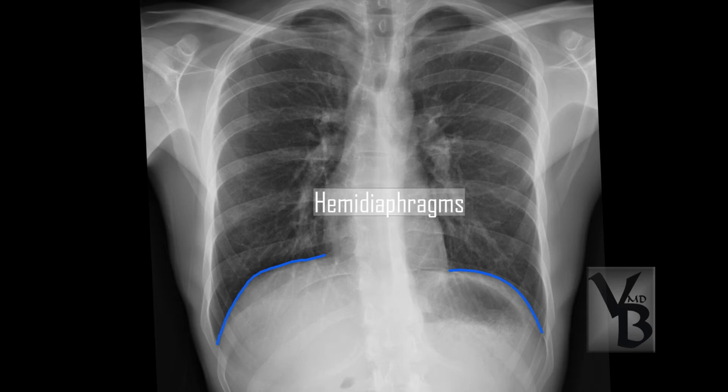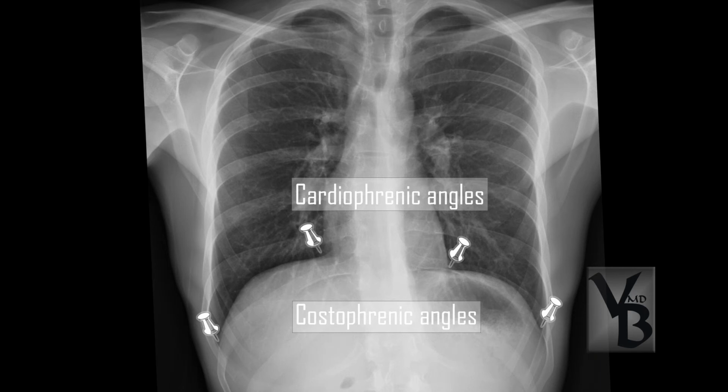In 9% of the normal population, the hemidiaphragms can be at the same level, and in 1%, the left hemidiaphragm can also be higher than the right hemidiaphragm. The interface between the outer margin of the hemidiaphragm with the chest wall is an acute angle called the Costophrenic Angle, and its interface with the heart shadow is called the Cardiophrenic Angle. The Costophrenic angles always tend to be sharp in a normal chest radiograph. However, in athletes, in deep inspiration, they may appear blunt because of their ability to flatten the hemidiaphragm.